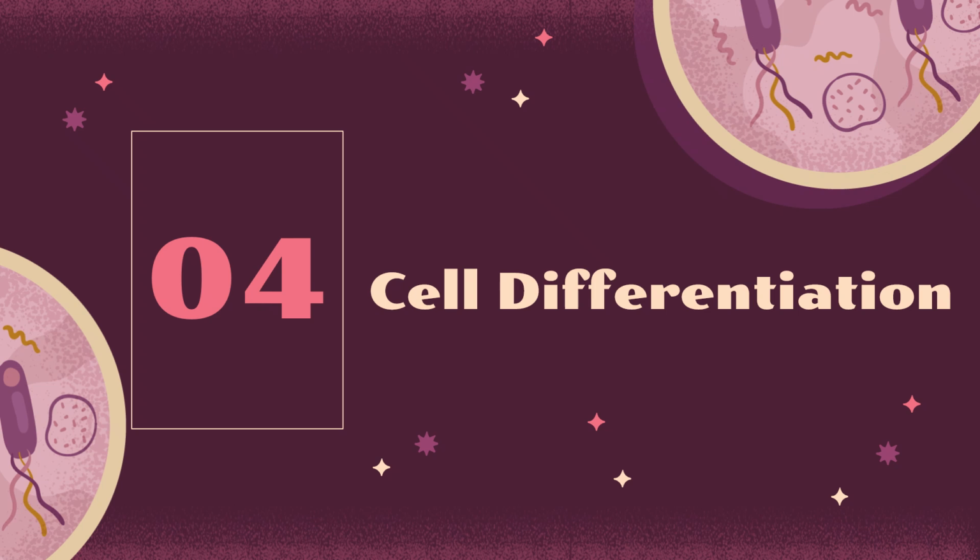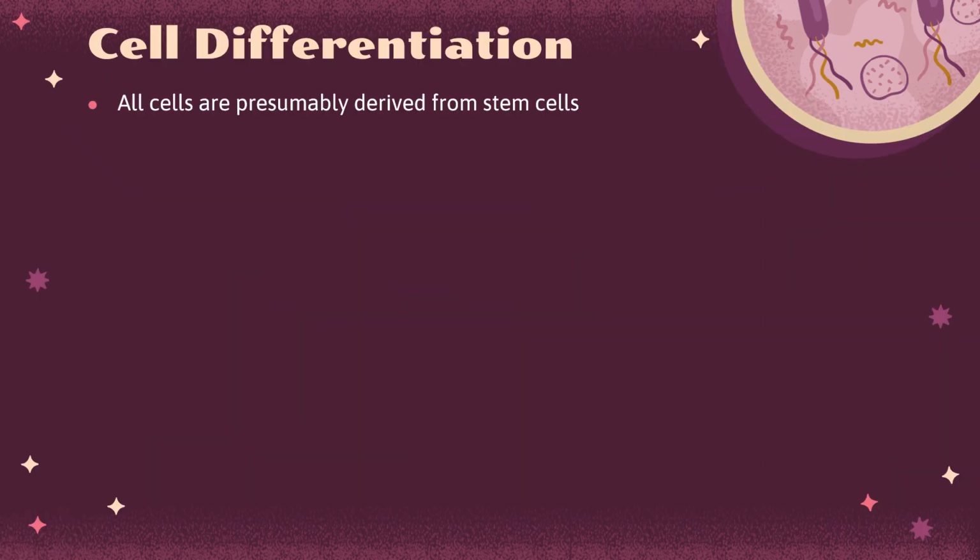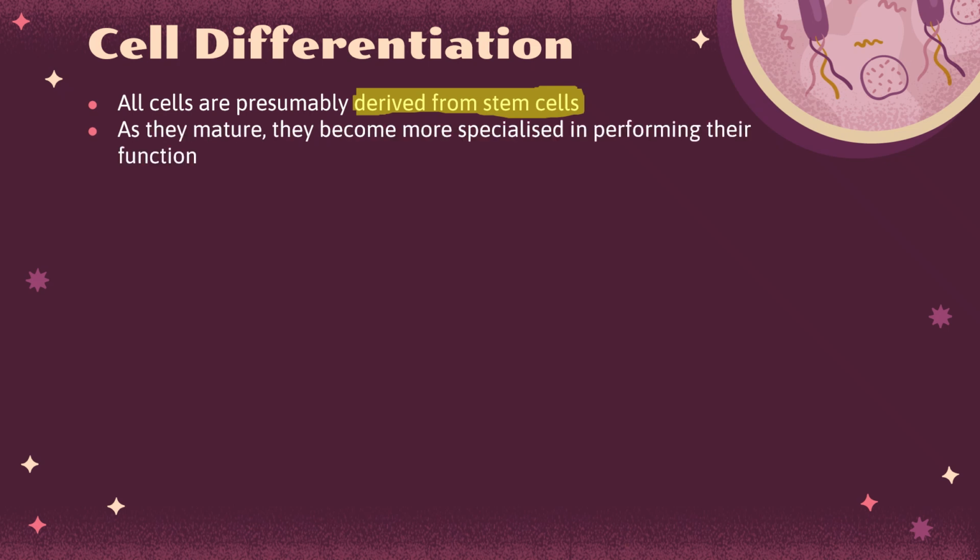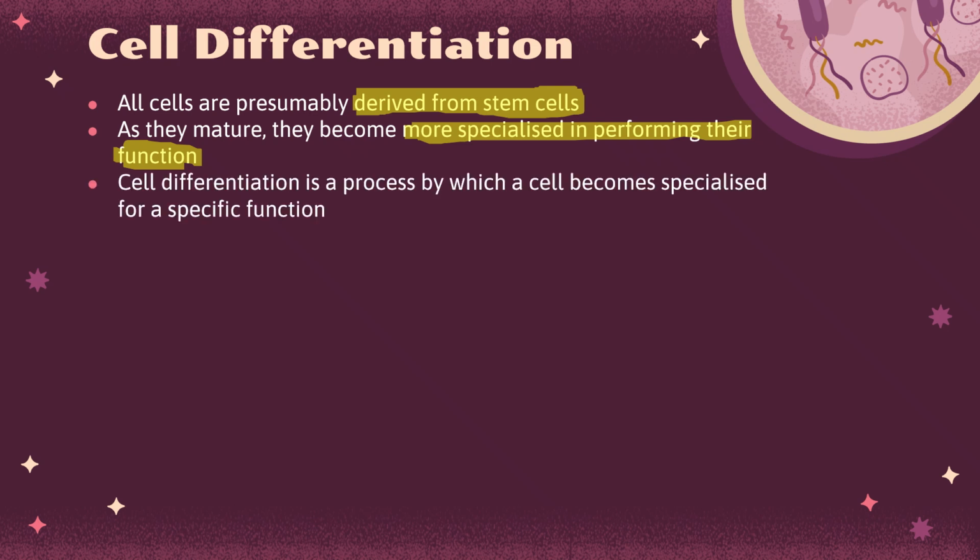Cell differentiation. Now, cells are presumably derived from stem cells. So all our cells in our body come from a primary cell known as a stem cell. And as the cell matures, they will become more specialized because in order to perform their function better, they have to undergo changes. So this is called cell differentiation. It is a process in which a cell has become specialized for a specific function.